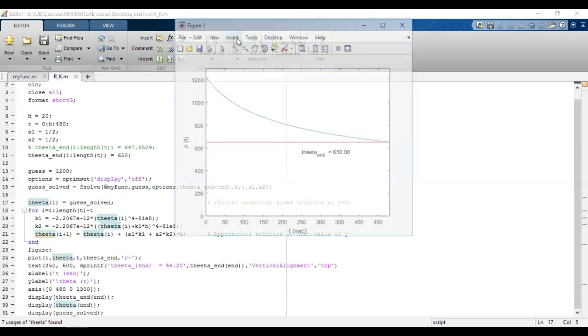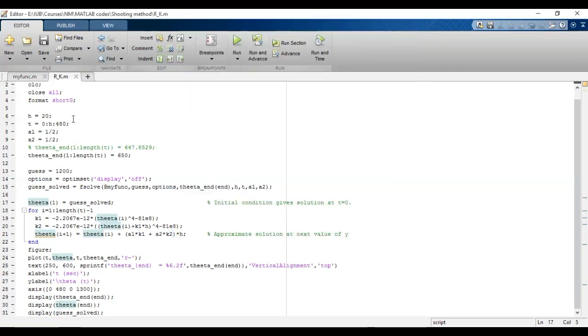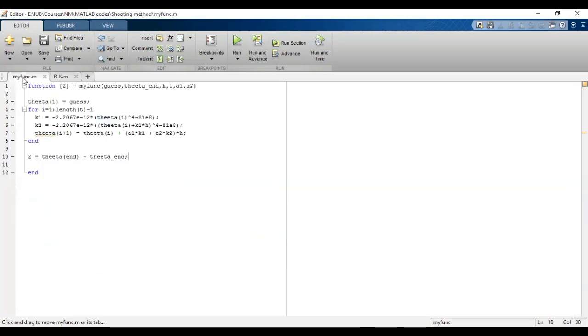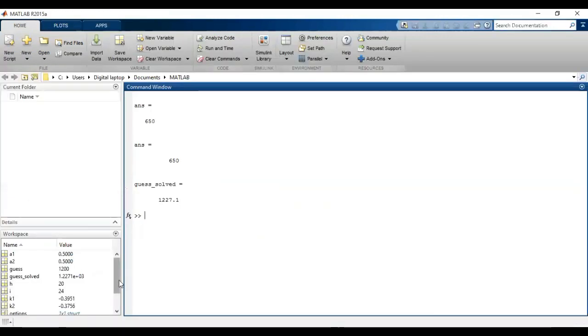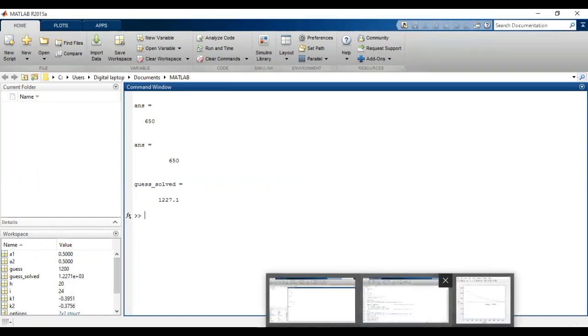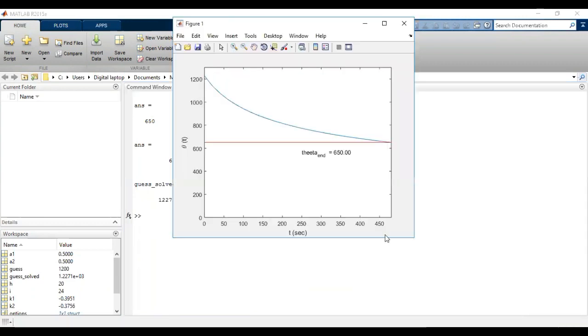Okay, so I have specified the final value as 650. Now let's run this code, and you can also see that I am passing this as my function. So this user-defined function is actually called in this line. Okay, so this will give me the actual initial condition that will satisfy my boundary condition. So you can see that guess solved is this value, 1227.1, and if I specify this as the initial condition, then my boundary condition will be equal to 650.